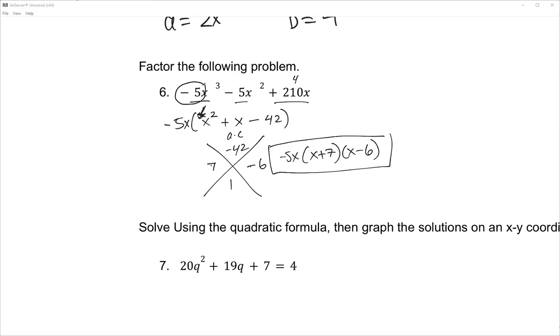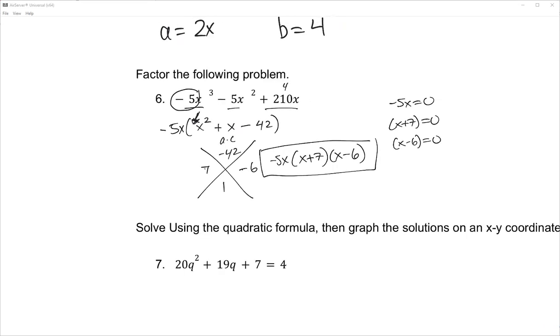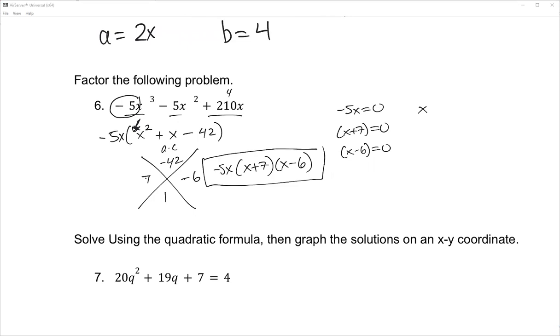Again, if they tell you to solve it, what you would have to do is make -5x equal to 0, x plus 7 equal to 0, x minus 6 equal to 0. Okay, and then solve those out. So the answers would be x equals 0, x equals -7, x equals +6.